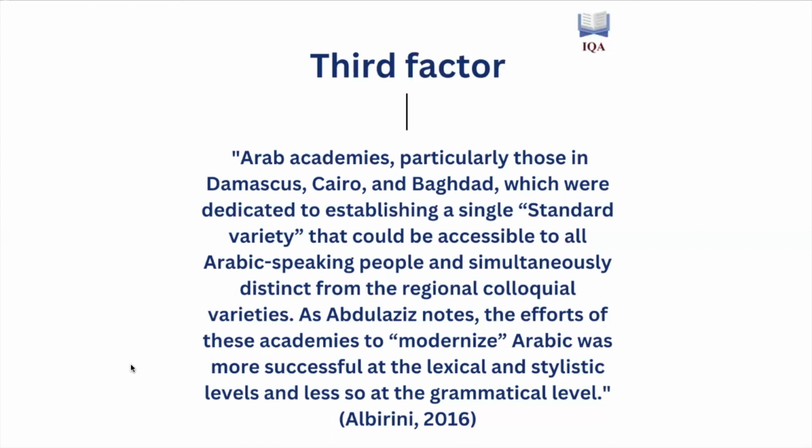So as Abdul Aziz notes, the efforts of these academies to modernize Arabic were more successful at the lexical and stylistic levels, less so at the grammatical level. So the grammar stayed the same. The grammar always stayed the same. So the grammar between what we call, quote unquote, MSA and what we call classical Arabic is exactly the same. But what was new about modern standard Arabic was that these new terms were being added, right? And they were being standardized.